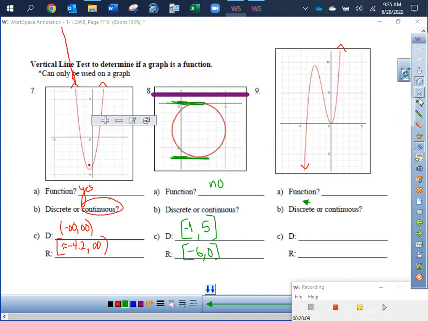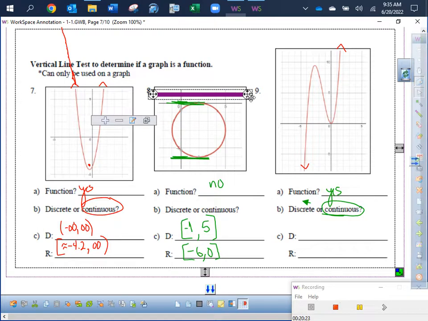So is he a function? That's a yes. Is he discrete or continuous? Notice how they connected all the dots together, so that is what's called continuous. And then let's do domain and range. The domain, we got to go from left to right.